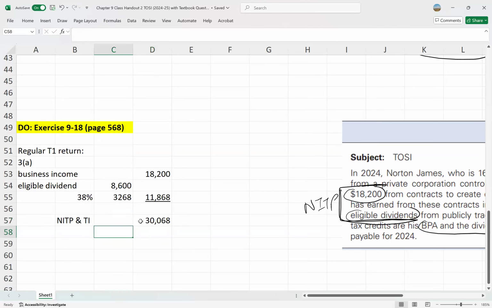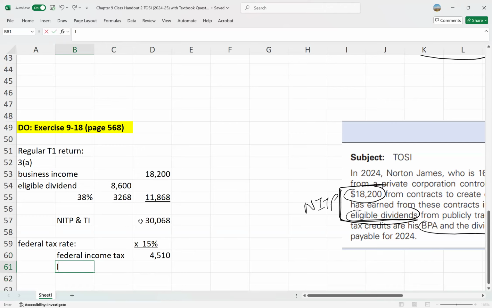$30,068. Now, once again, if you look at the rates table, we're just going to focus on the federal tax only. The federal tax rate, once again, for 30,068 is going to be 15%. And so we have 4,510. I'm just going to round that to the nearest dollar, just to avoid any pennies there. So this would be the federal tax. This is just on his regular income.